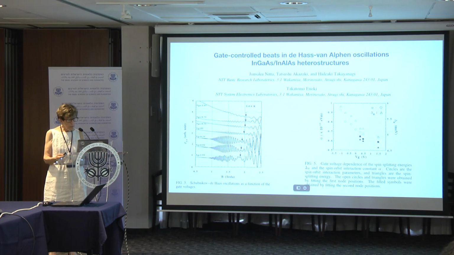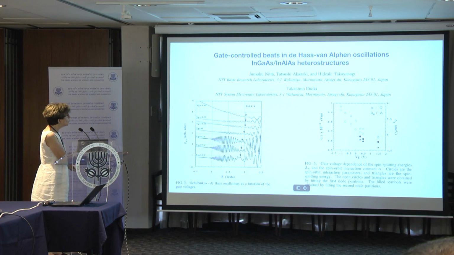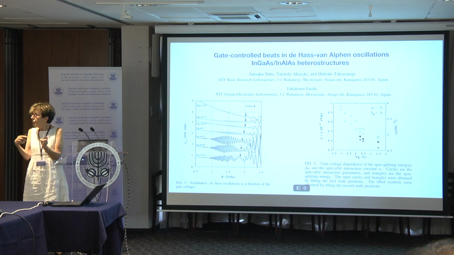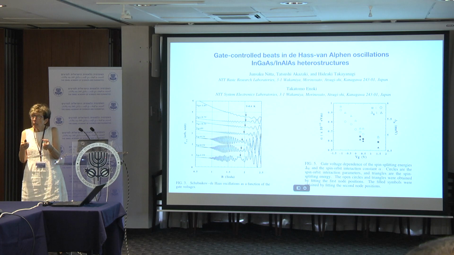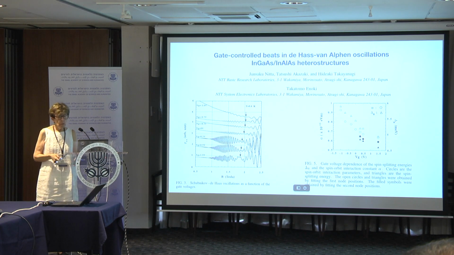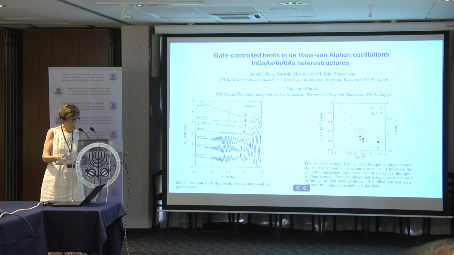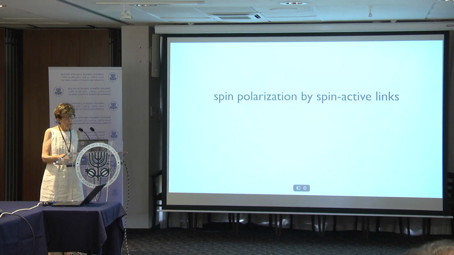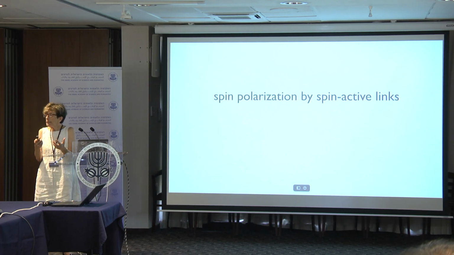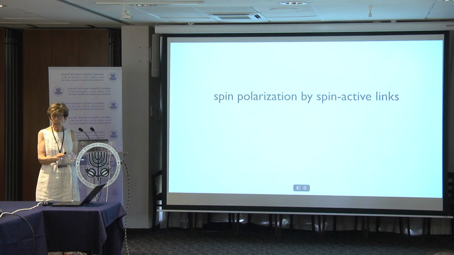And from those beats, with the help of a model, you can extract the spin orbit coupling strength. And moreover, what you can show, and this is shown on the left side, you can show that by changing the electric field that creates the spin orbit interaction, you change indeed the spin orbit strength. So that was a way to measure it, done in NTT in Japan. So now I'm going to come back to the question whether we can induce spin polarization, polarize the material just by spin-orbit interaction.